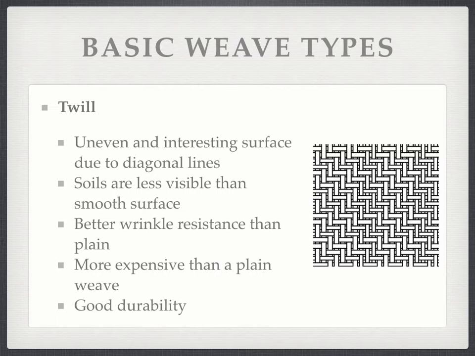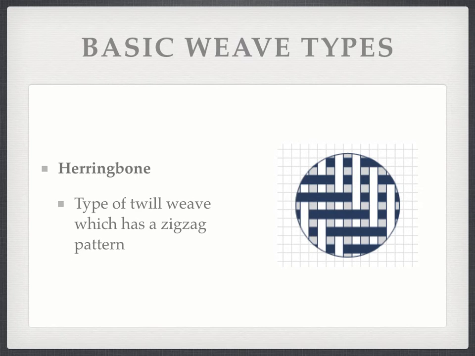And then twill weaves. This is something you'll commonly see, a twill weave you see in your jeans. But it's very recognizable because of that diagonal pattern. So it has an uneven but interesting surface due to the diagonal line, so it's very easily recognized. Soils are less visible than a smooth surface because of that interesting and uneven surface. It has better wrinkle resistance than a plain weave, and it has medium luster. It's going to be more expensive than a plain weave, but less expensive than a satin, so somewhere in the middle, and it has pretty good durability, so good snag resistance as well as medium tearing strength.